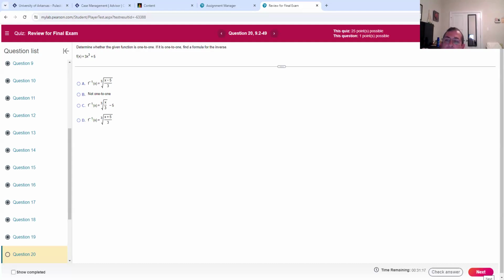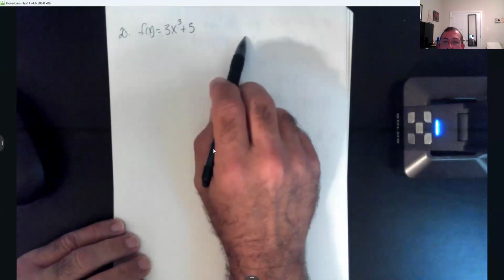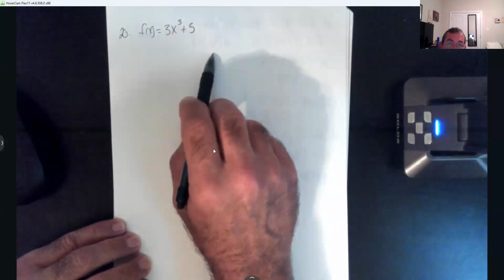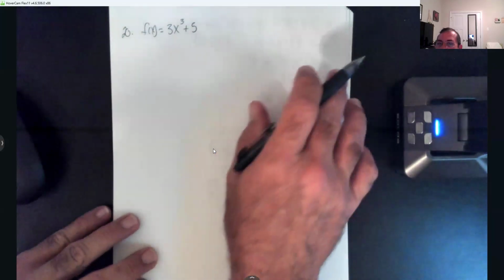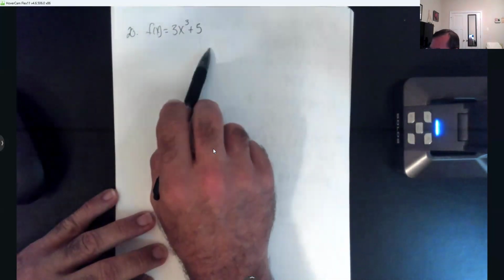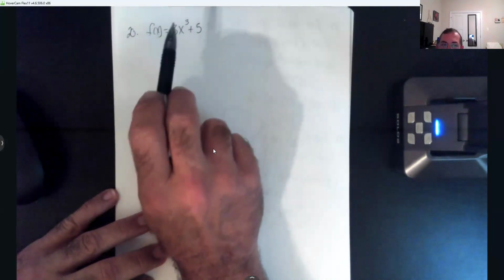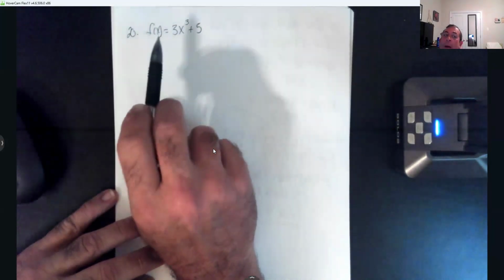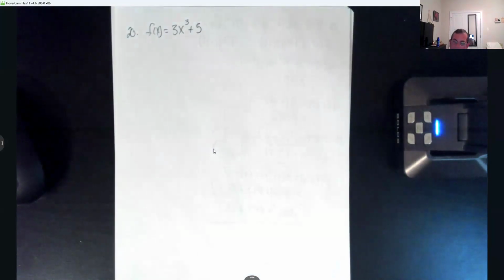Guess what? Y'all listen. On number 20, if you put it's not 1 to 1, you're going to miss it. Everybody's number 20 will be 1 to 1, so you will have to find the inverse of your function no matter what. So y'all listen, if you put not 1 to 1 on that answer, you're going to miss it, okay?